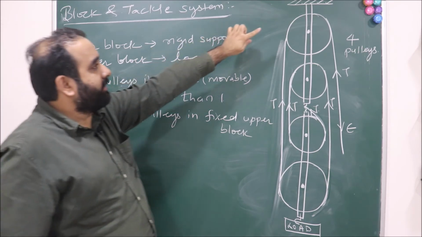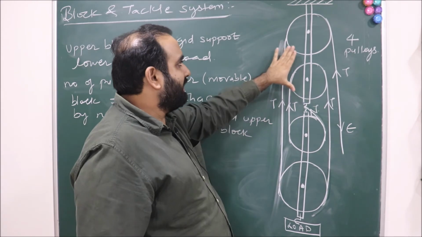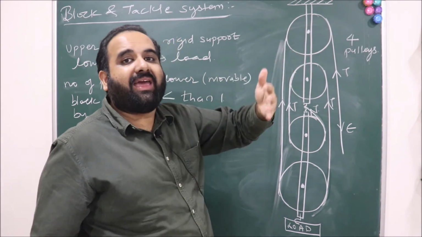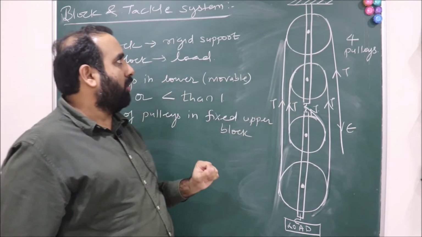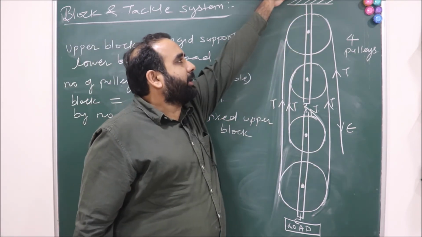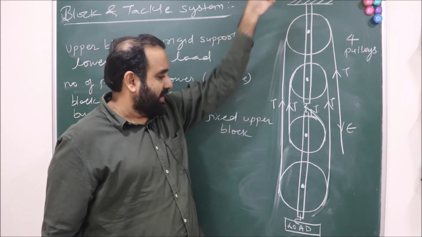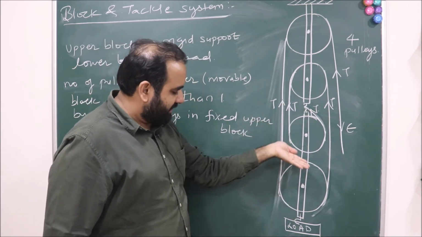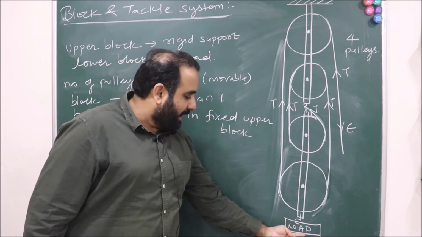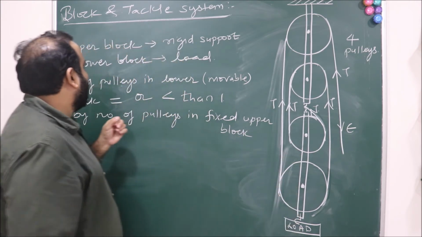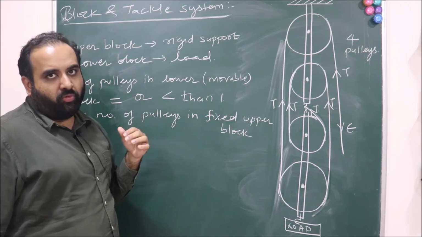Upper block will be connected to the rigid support. Now these two, as I already mentioned, these two pulleys together make one block. So this is the upper block and this is the lower block over here. The upper block will be connected to the rigid support, meaning a strong support, and to the lower block we are connecting the load, whichever load we have to move is connected to the lower block. Then here let us understand about the number of movable pulleys.